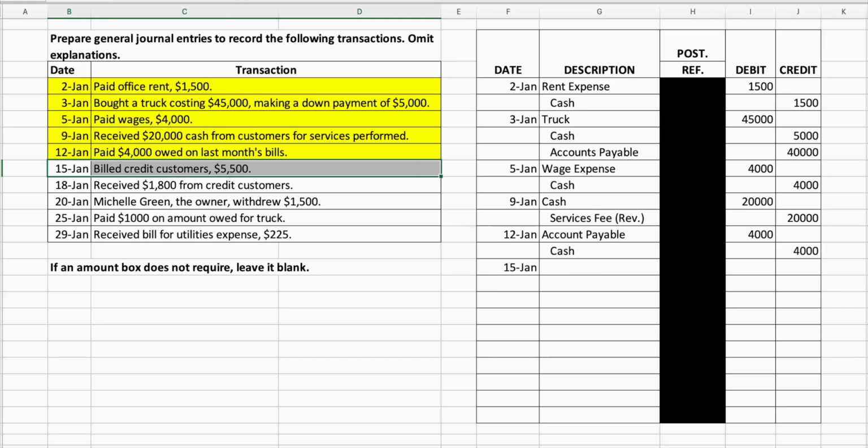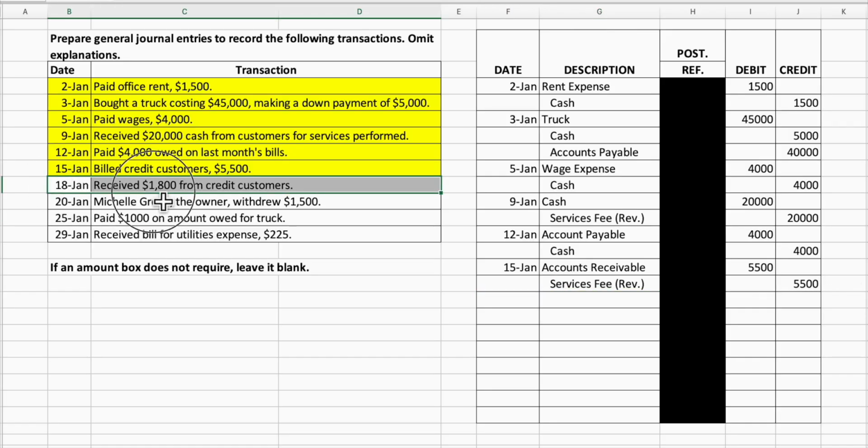All right, January 15th. So you billed some credit customers $5,500. Think of it this way. You just performed your consulting services, and now you're giving them a bill. They want to pay you on credit. So if you're doing that, then you are giving them an accounts receivable bill, and that is for services you provided. So there's the service fee revenue that you're getting for that. So for this one, it's accounts receivable, service fee.